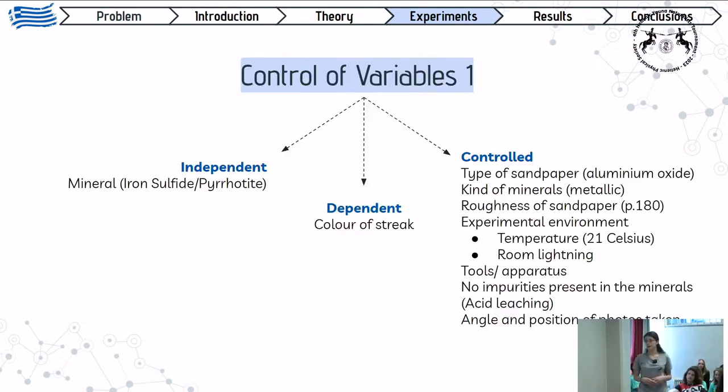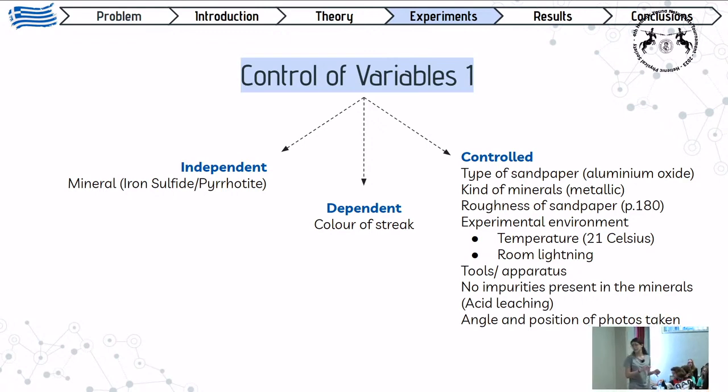Now, for our first experiment, our independent variable was the mineral. We used pyrite. Our dependent was the color of the streak, and our controlled were the type of the sandpaper, the kind of mineral, the roughness of the sandpaper, the experimental environment, tools and apparatus, that there were no impurities present, and the angle and positions of the photos taken.